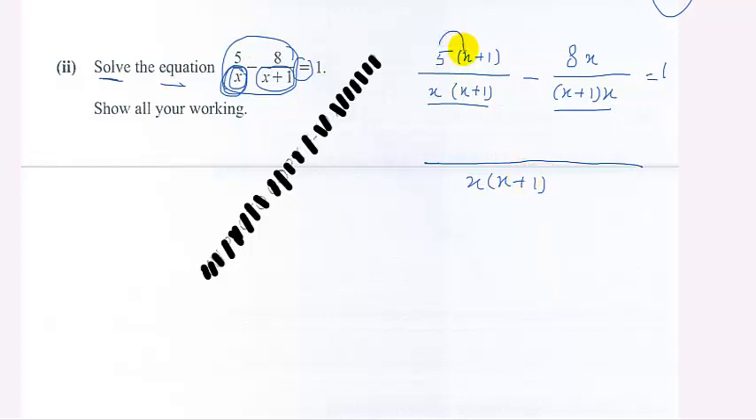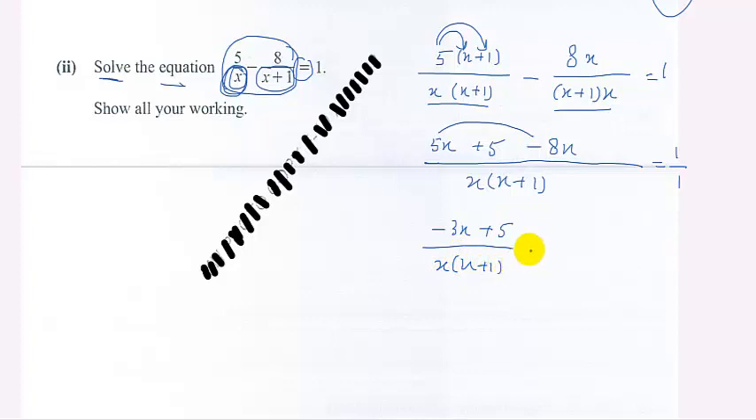And now expand this: 5x, and multiply with this, plus 5. And I will expand this, it is only minus 8x, equal to 1. Let me write 1 over 1. So this 5x and this 8x, minus 3x plus 5, and in the denominator it is x into x plus 1, and 1 over 1. Now we have a single fraction on the left hand side, a single fraction on the right hand side.